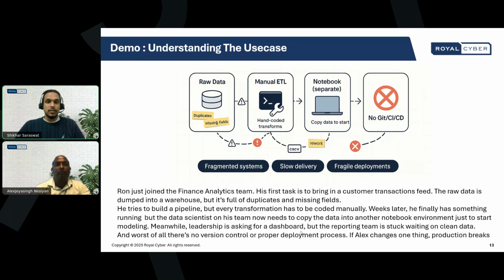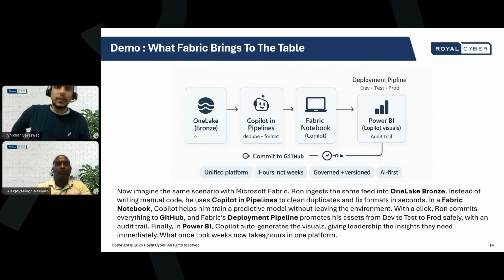And worst of all, there's no version control or proper deployment process. If Alex, me, or Ron changes one thing, the production breaks. It's not going through the layers in a programmatic manner. So what do we do? We introduce Fabric. What does Fabric bring to the table?